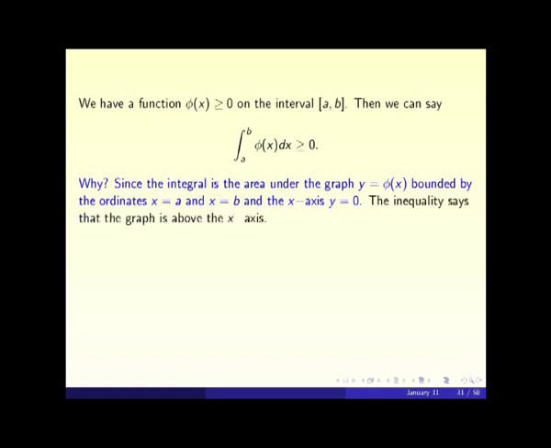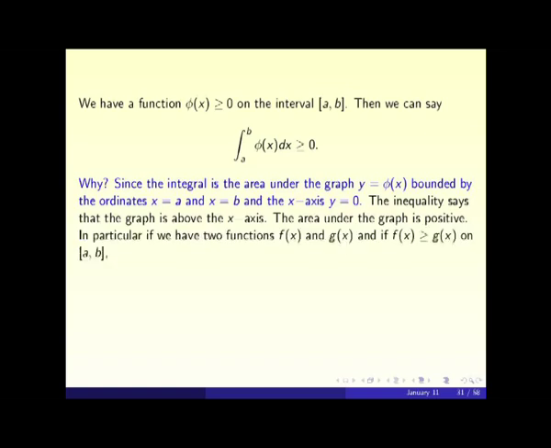But what does this inequality tell you? The inequality tells you that the graph of phi of x lies above the x-axis. If the graph lies above the x-axis, then the area under the graph is going to be always positive. And that's all that you need to say to prove this. So in particular, if you have two functions f(x) and g(x), and if f(x) is greater than or equal to g(x) on the interval ab, then the integral from a to b of f(x) dx will be greater than or equal to the integral from a to b of g(x) dx.